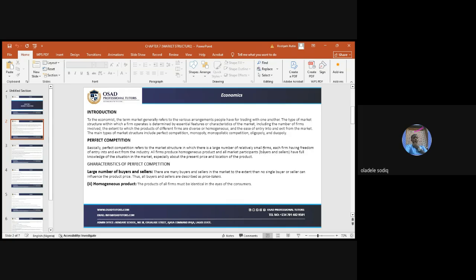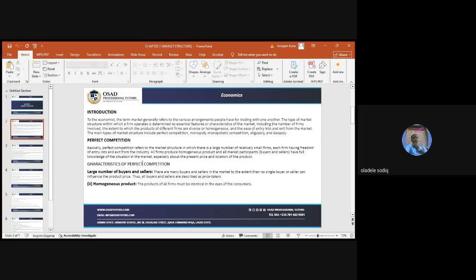And all firms produce homogeneous products. All the firms in the perfect competition market produce homogeneous products. And all market participants, when we say market participants, we are talking about buyers and sellers, have full knowledge of the situation in the market. That is, nothing is hidden from anybody in perfect competition. Everybody is aware of the situation in the market, especially the present price and location of the product.